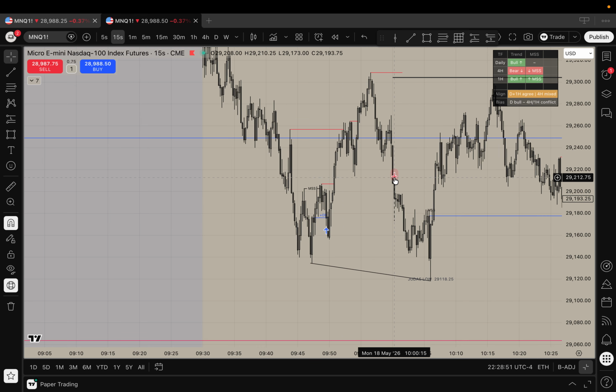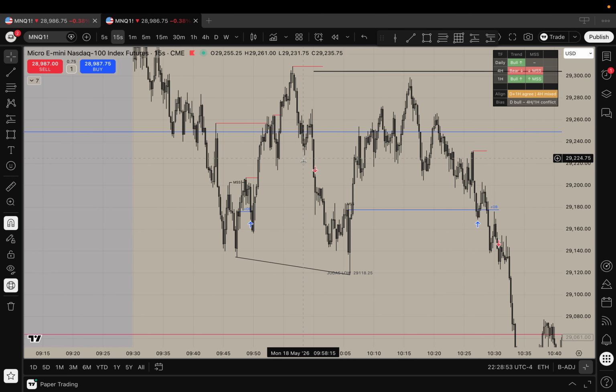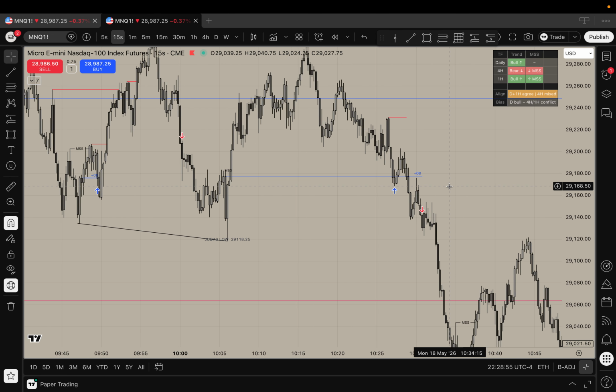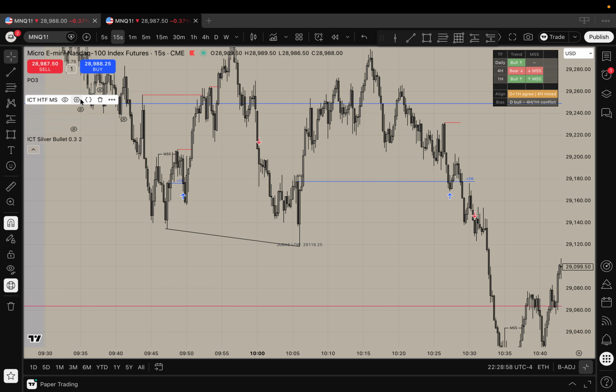It was 5 units for 5 cons for that position. And then beyond that, if you guys want to see the indicators I'm using: the PO3 indicator, the ICT high time frame market structure, and the ICT silver bullet indicator.